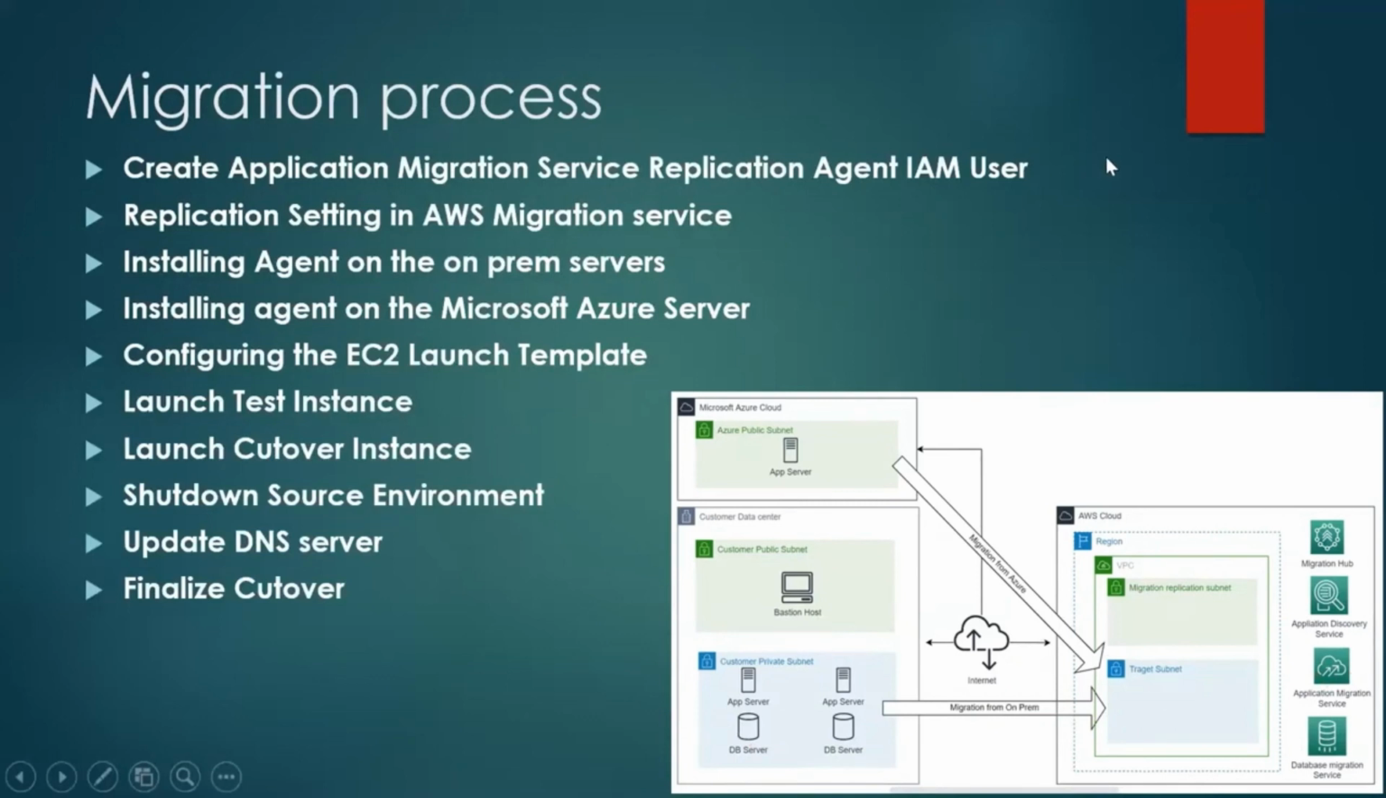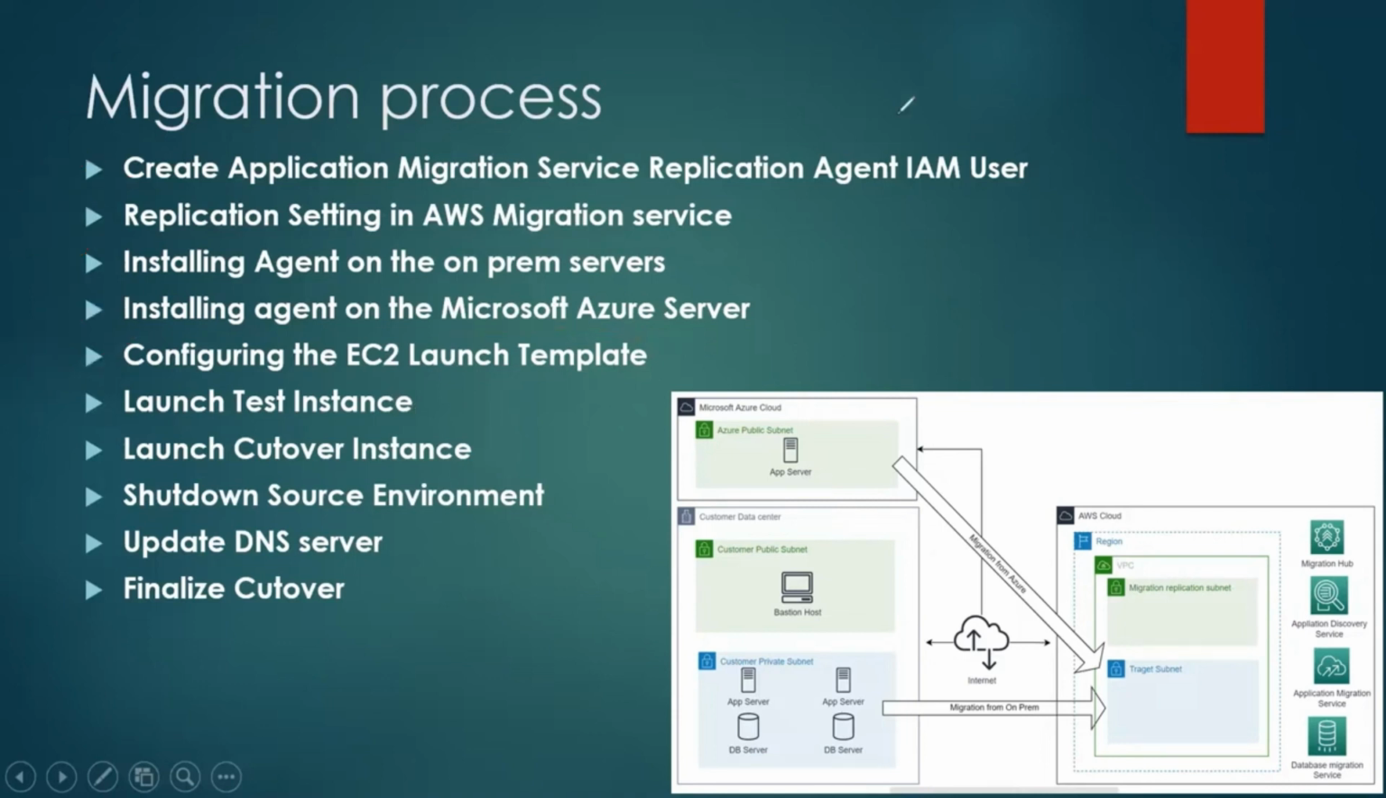Create application IAM user: we have created the IAM user. Replication settings: we set that. Install the agent on the on-premises server. Also, after this video, I'll cover the Microsoft Azure server. And let's configure the EC2 launch template, and after that we will launch the test instance. So the next step is the launch template, where we want to put these instances in which subnet and what kind of instance. Based on the recommendations, we can decide the launch template also.